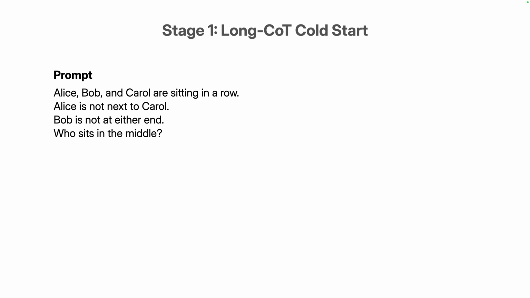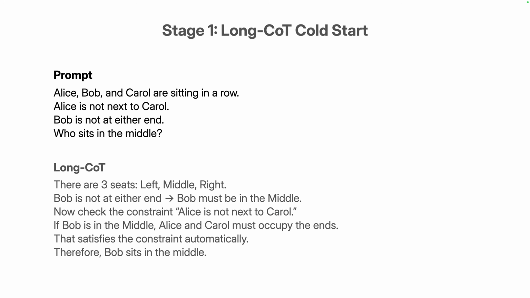Let's first break down what is happening in long chain of reasoning cold start. So when a GPT model is first trained, all it can do is generate natural text. It doesn't yet have any framework for problem decomposition, that is, taking a problem that requires multiple steps and breaking it down. So this stage is about bootstrapping reasoning from scratch. To do this, researchers create datasets where chain of thought reasoning is used to solve problems, as you can see in the slide. So let's say we have the prompt, Alice, Bob, and Carol are sitting in a row. Alice is not next to Carol. Bob is not at either end. Who sits in the middle?